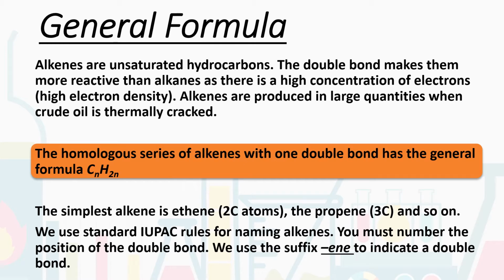Again, also standard IUPAC rules apply in terms of if there's substituents, we have to always make sure that we number them. If we have multiples of them, we use di, tri, etc. And we name things in alphabetical order, not numerical.